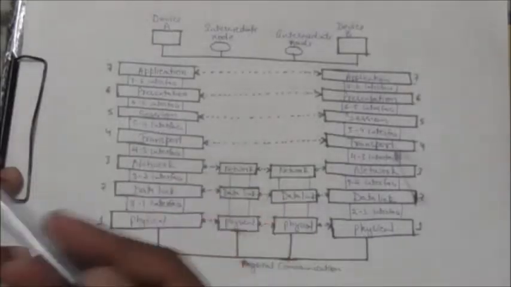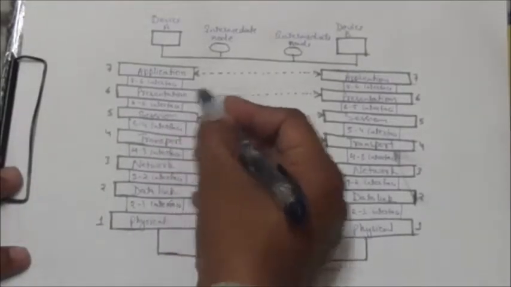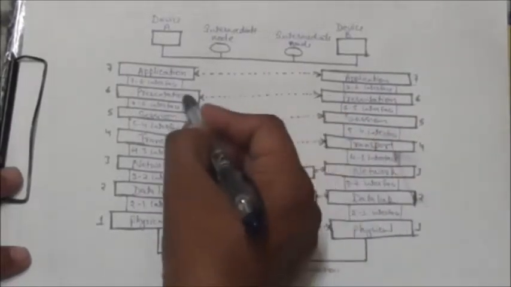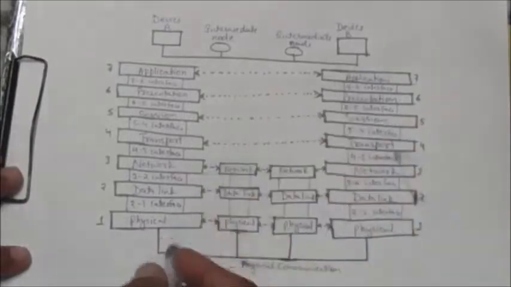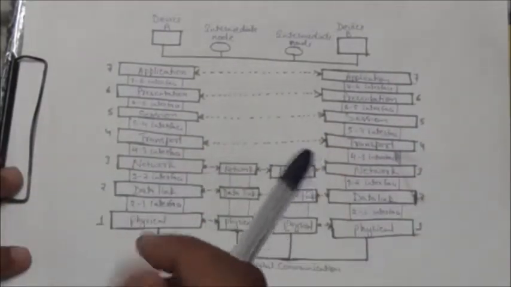Now what happens between the machines? Layer X of one machine communicates with layer X of another machine, and this communication is governed by protocols. Now let us see the working of this OSI model.